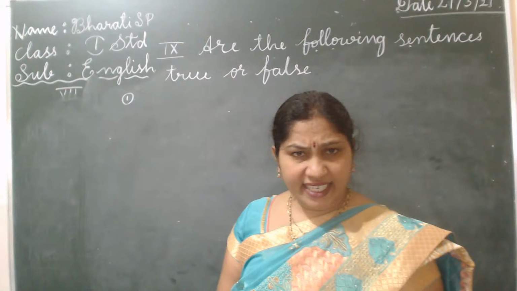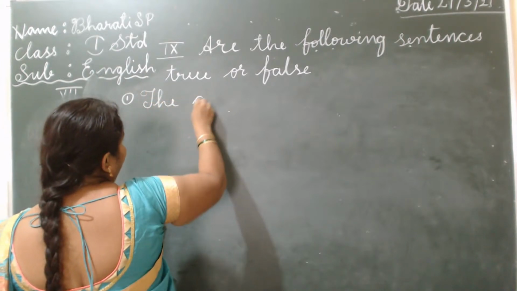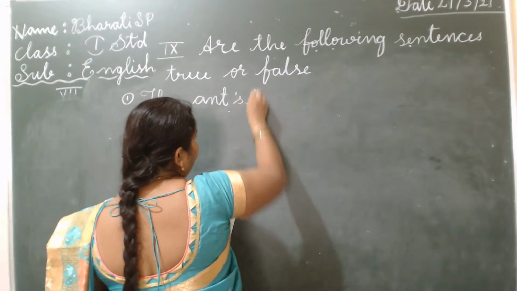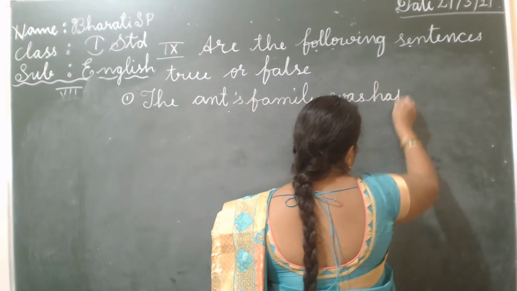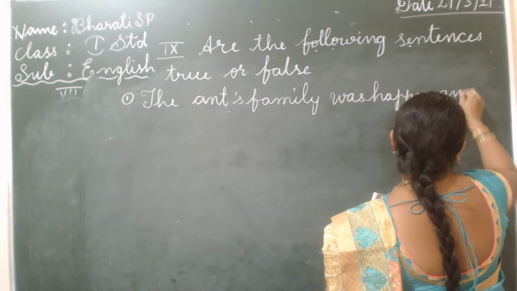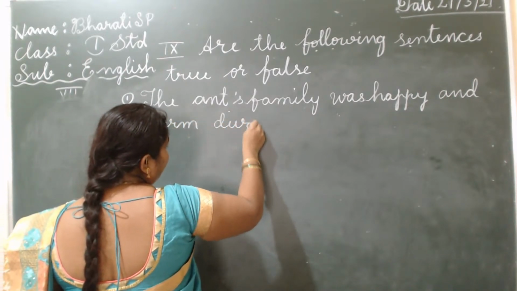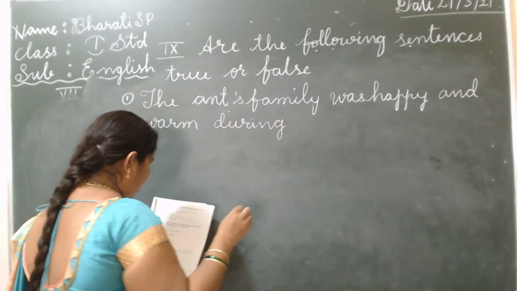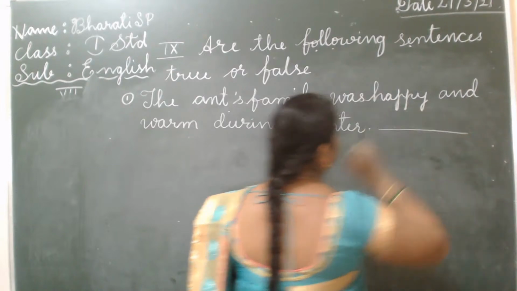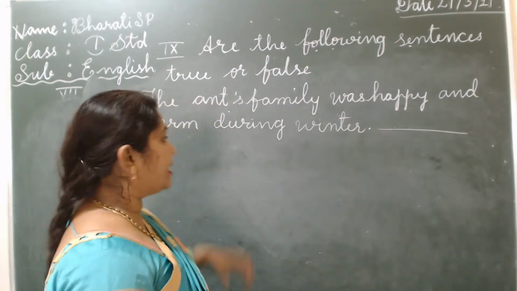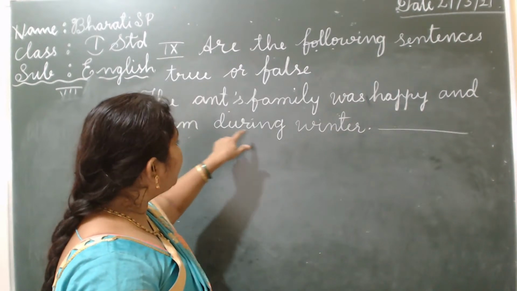And wasn't it? See here children, the ant's family was happy and warm during winter. This is a complete sentence, a statement. Give a full stop. And once I will read: The ant's family was happy and warm during winter.